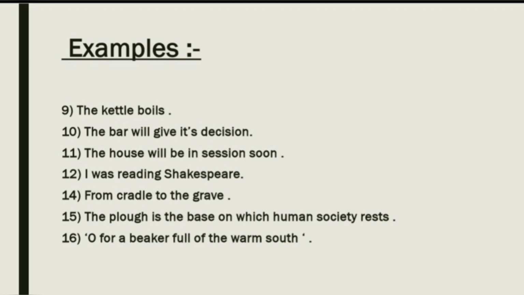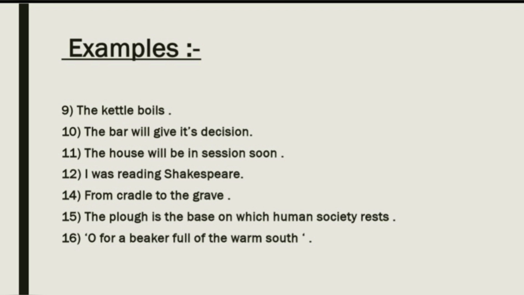The next example in our list is: I was reading Shakespeare. You cannot read Shakespeare, right? This entity represents something different. This attribute is representing the works of Shakespeare. So he was reading one of the works of Shakespeare. The next example is: from cradle to the grave. When a person is born, he is put into a cradle, and the grave is where he finally rests. So from birth to death, from cradle to grave.